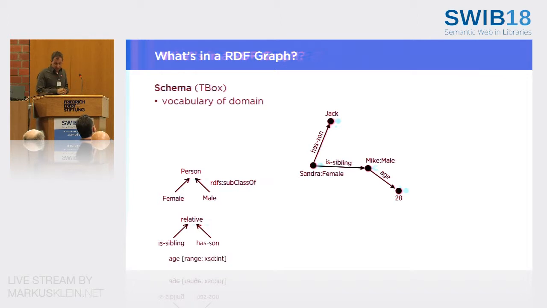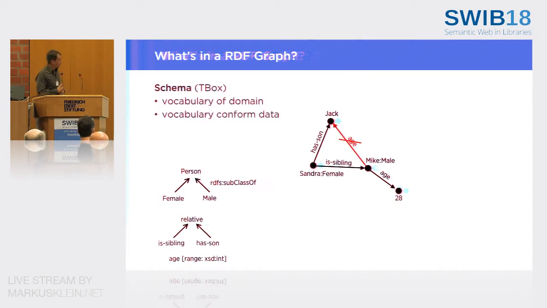And there's the age relationship, and that's kind of a special relationship. So it's a relationship that refers to a literal, in this case, a number. In a labeled property graph model, this wouldn't be a relationship. It would be just an attribute of your node, which is kind of cleaner in my understanding if you just look at the data.